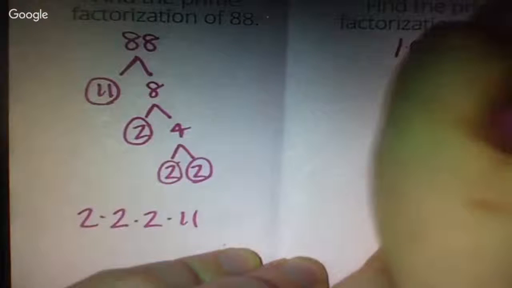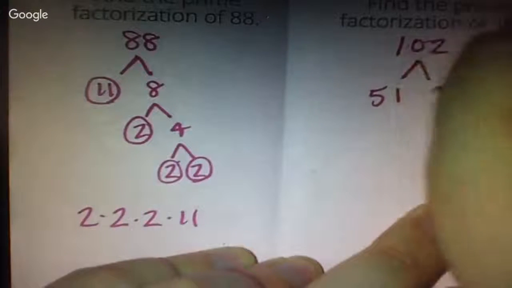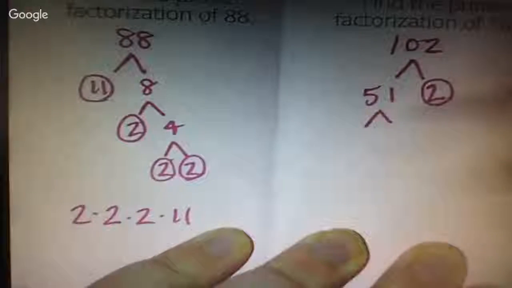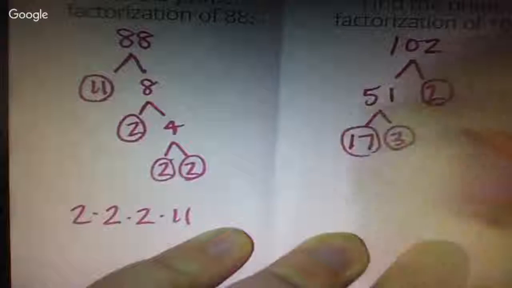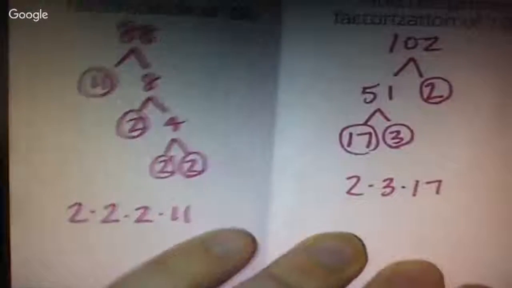102. 51 and 2. They're both prime. No, they're not. 51 is 17 and 3. Now they're all prime. Oh yeah, you can do 17.